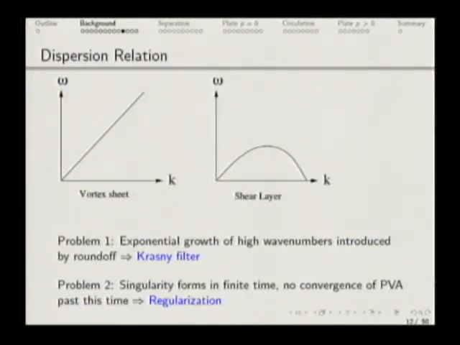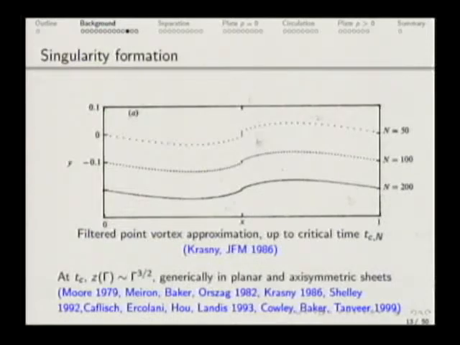The second problem is that a singularity forms in finite time, and the point vortex approximation does not converge past that time, which requires one to regularize the motion. So this is what results look like actually very near the critical time, using the filtered point vortex approximation. So you actually don't have any noise if you filter these.